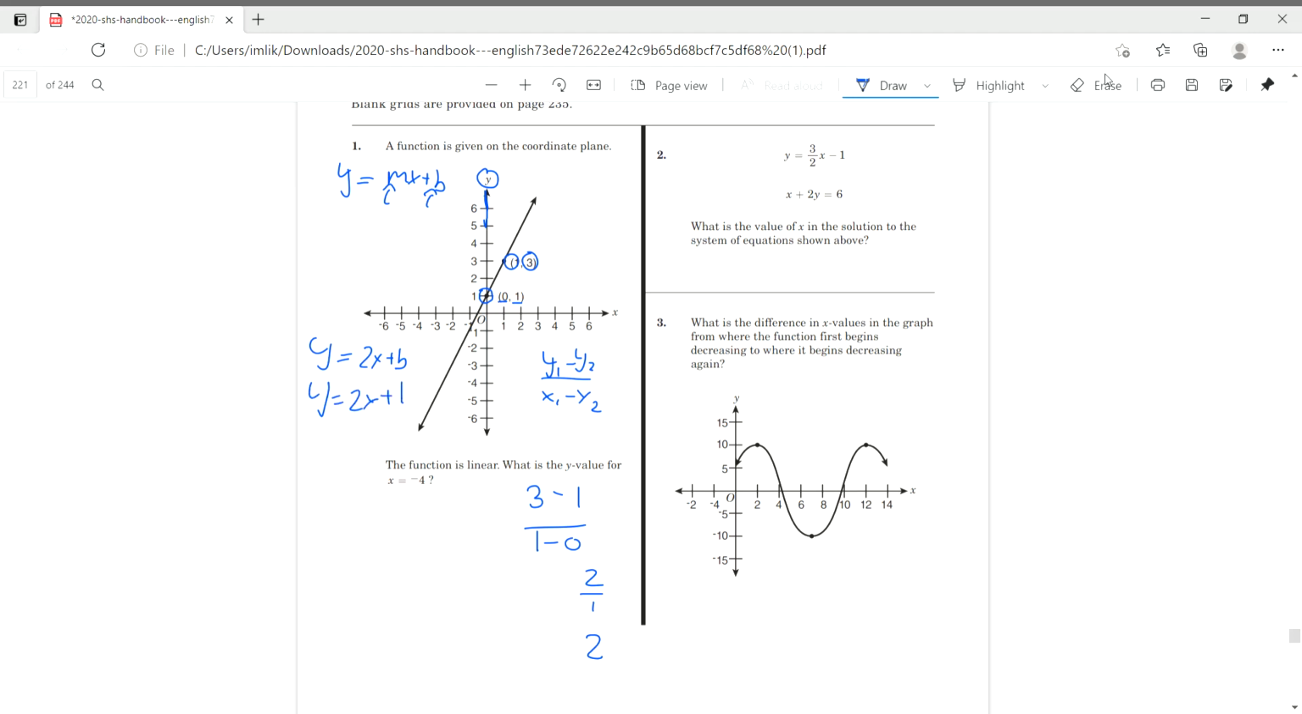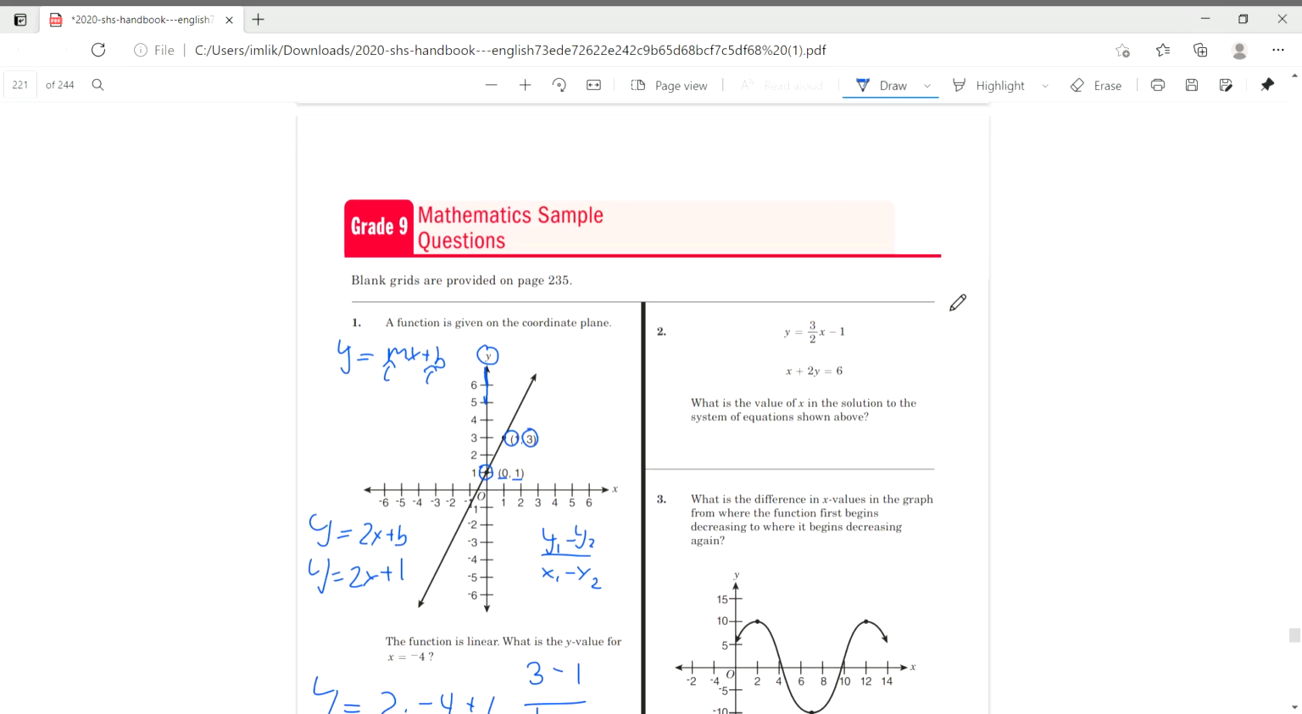Now we can just plug in x is equal to -4. So we'll do y is equal to 2 times -4 plus 1. Y is equal to -8 plus 1. Y is equal to -7. Which is the answer. Remember, y equals mx plus b.